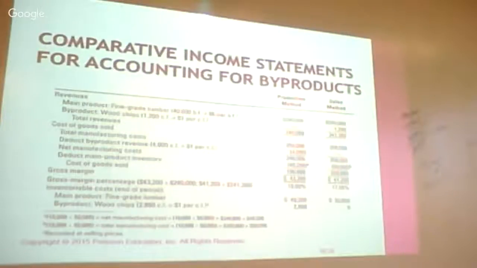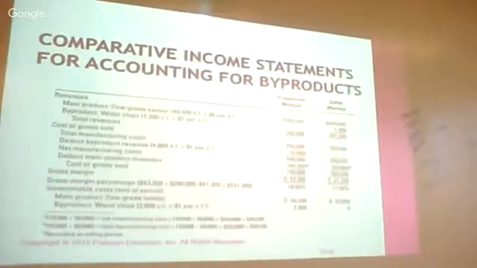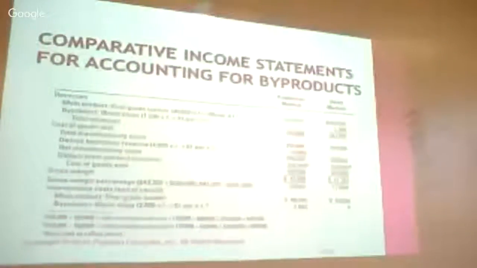That's joint costs. All right, so my net manufacturing cost for the production method, backing out the revenue I would receive from the byproducts, is 246. And then for the sales method, I don't care about the byproducts, so it's 250. Deduct main product inventory. So how did I do that?